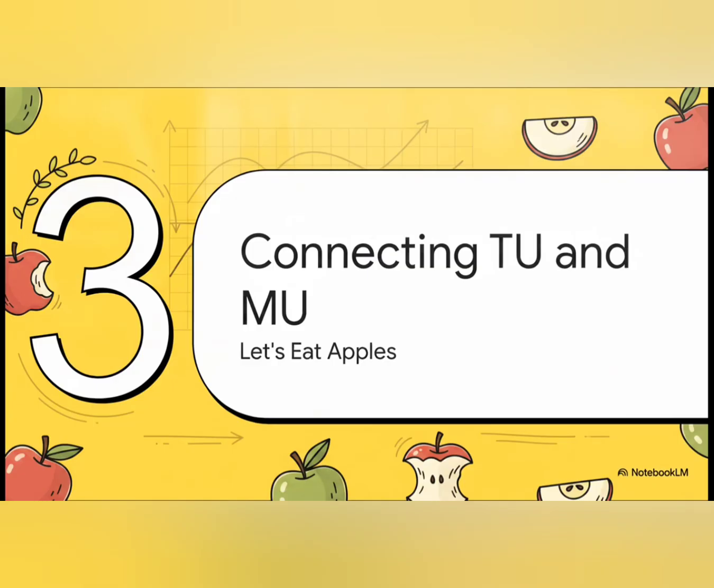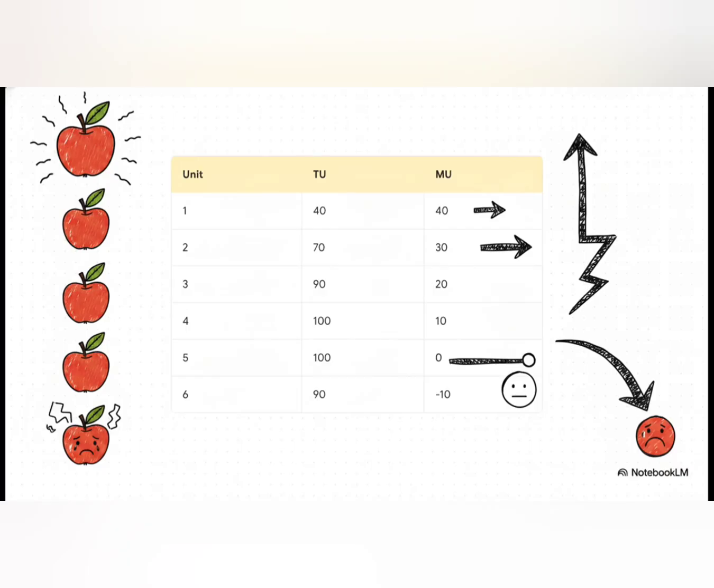Section 3. Connecting TU and MU. Let's eat apples. Let's shift gears from chocolates to apples and look at the actual data. We've got 3 columns here. The unit of apples consumed, your total utility, or TU, and your marginal utility, or MU. When you eat that very first apple, boom, it gives you a satisfaction score of 40. Since it's the first one, both your total and your additional, your marginal utility, are exactly 40. But check out the second apple.